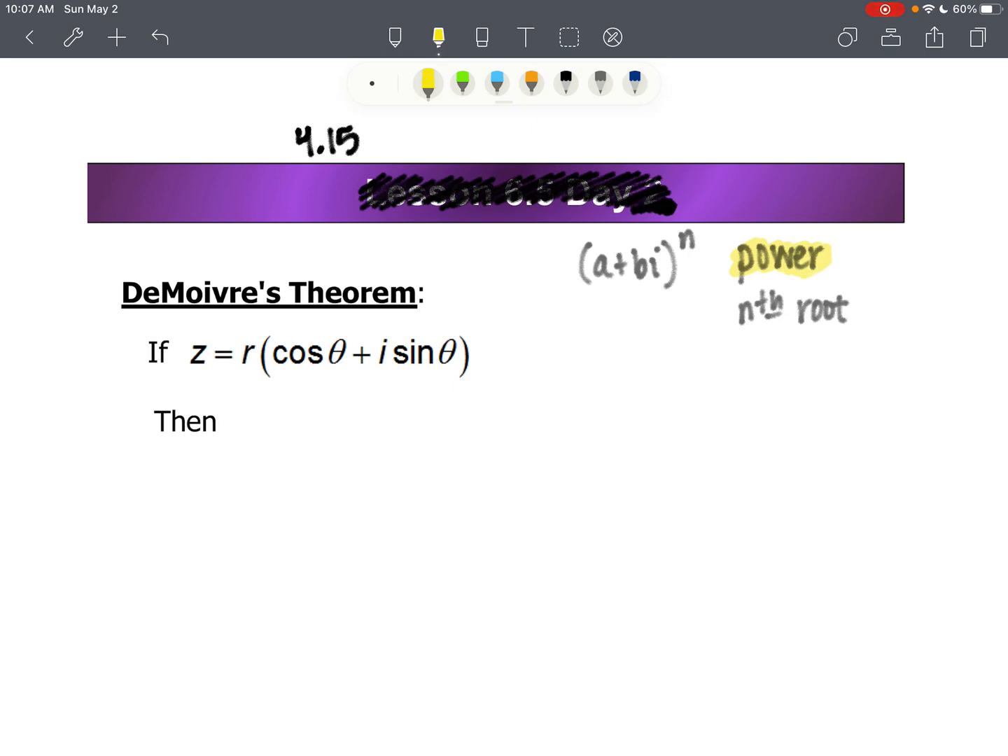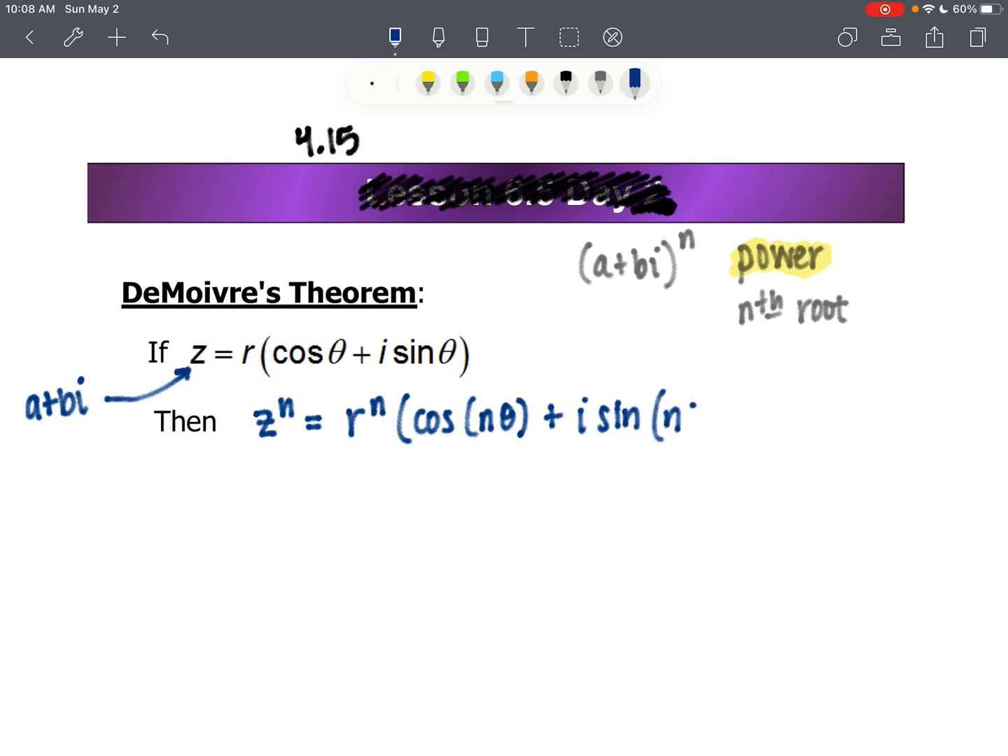When you raise a binomial, a complex number, to a power. If you have a complex number that we call z, as you'll recall from a previous video, a plus bi is another way to say z and vice versa. That can be written as r times the quantity cosine of theta plus i sine of theta. Then, if you take that complex number z and raise it to the nth power, it's equivalent to r raised to the nth power times the cosine of n times theta plus i sine of n times theta.